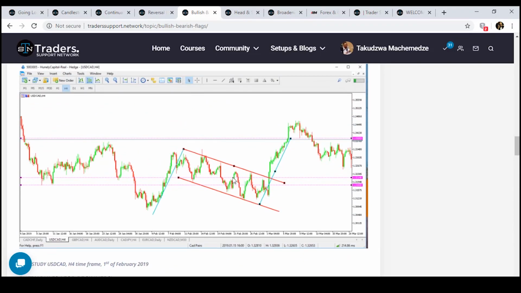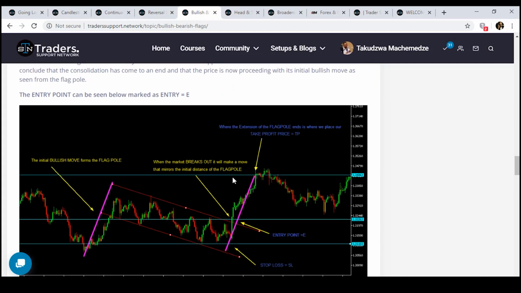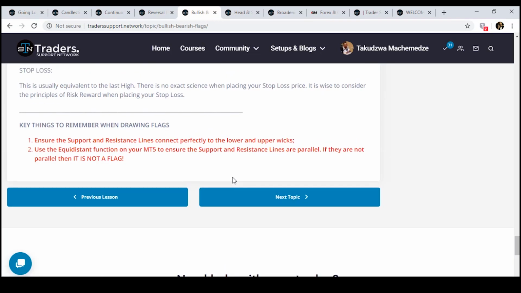You also have a very good flag drawn here, a very beautiful, practical example of a flag. When you're done, you just go to the next topic. If you feel you didn't understand certain information, you just go back to the previous lesson and restart again.